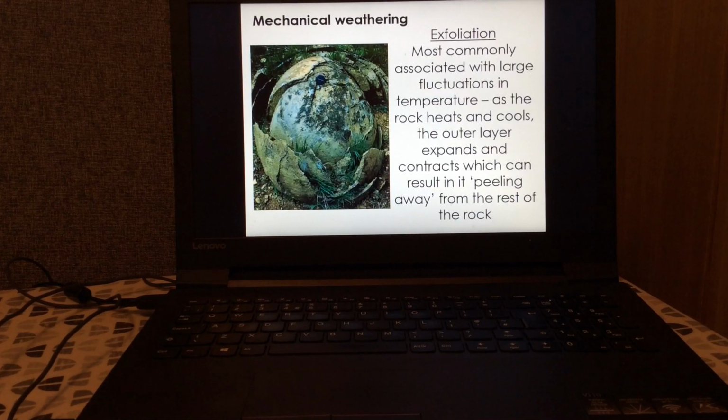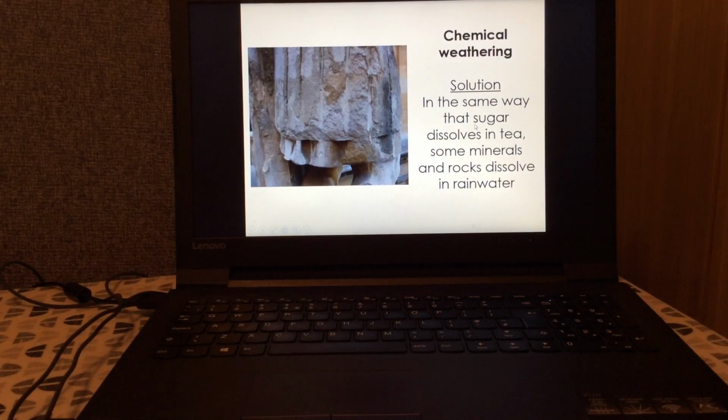So you get this effect, almost like an onion effect, where the outer layers of the rock start to peel away from the rest of it. That's called exfoliation. So think about the process of exfoliating your skin. That's about taking off the top layer. That's the same here. Exfoliation is the top layers peeling away from the rock because of repeated heating and cooling and extremes of heating and cooling. So they're two examples of mechanical weathering.